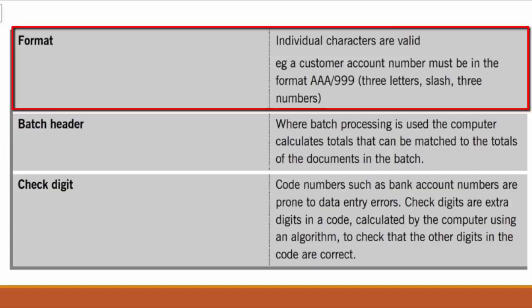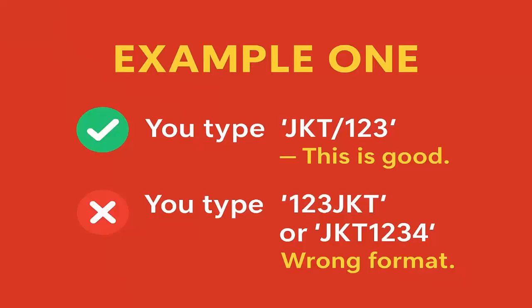Number 4, format check. What does this do? It checks if the data follows the correct pattern or structure. Think of it like this. The computer wants things in a certain style. For example, a customer code might need to look like AAA999, 3 letters, 3 digits. Example 1. You type JKT123. This is good. You type 12JKT or JKT1234.